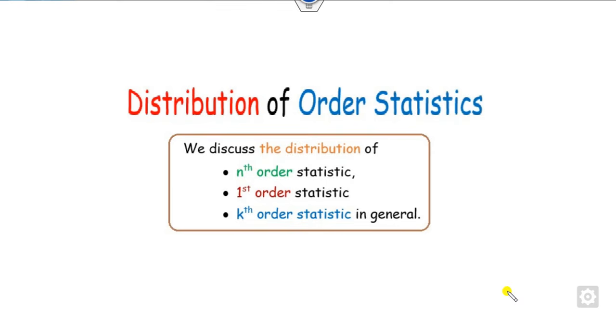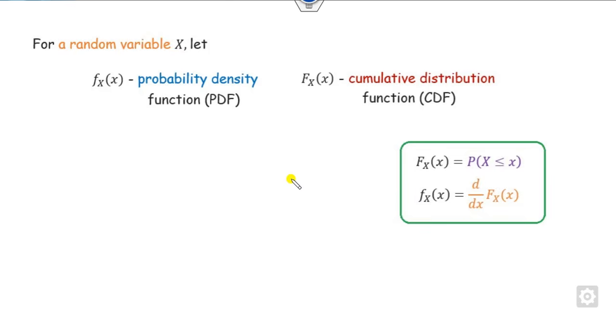How can you define the PDF and CDF of the first order, nth order or any of the orders? So how can you define that? As we know, if you have any random variable x, we define the small fx as the PDF and capital Fx as the CDF, and the relation between the PDF and the CDF is given as here.